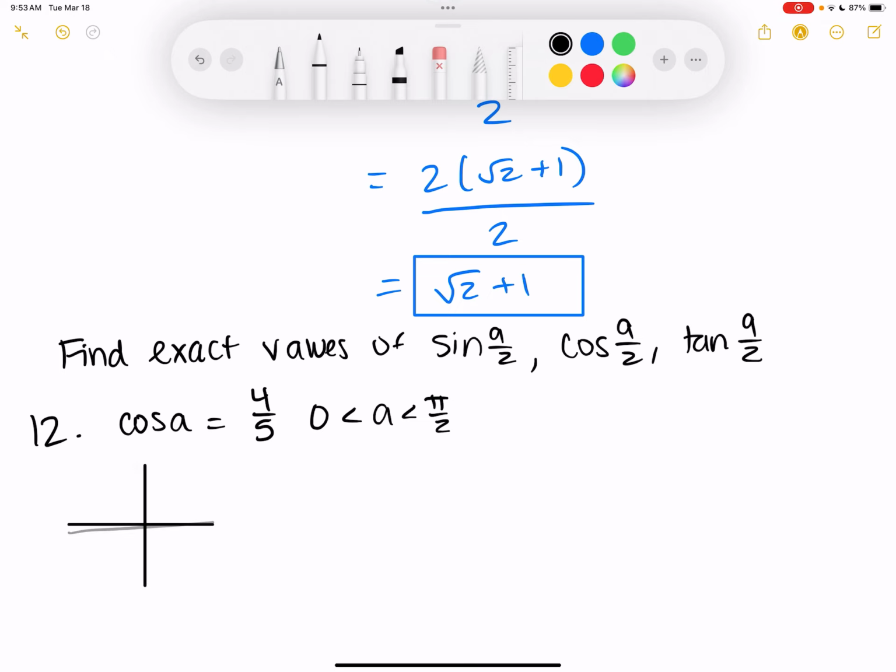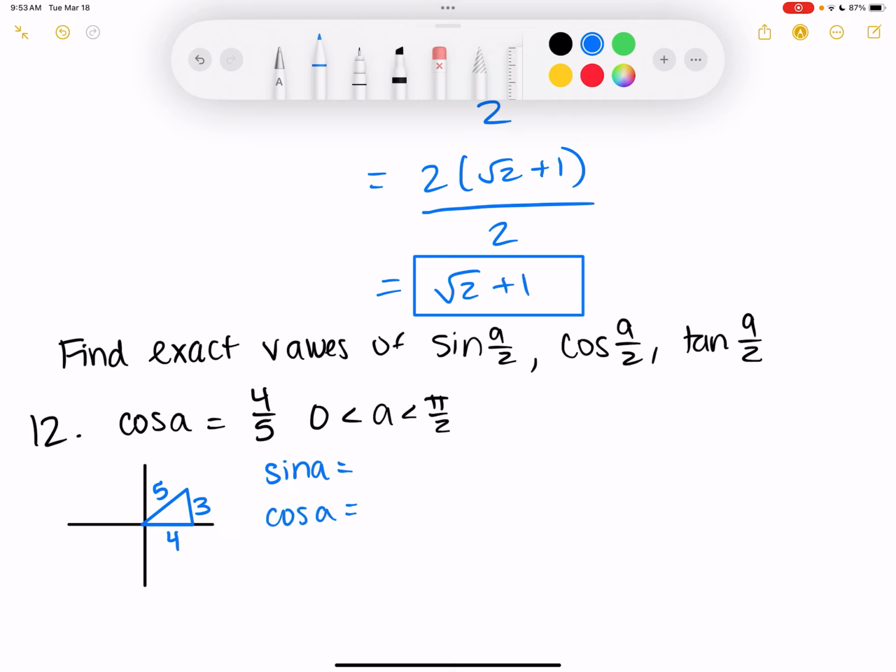Which quadrant is this first? Quadrant 1. It's cosine, so that means that this is 4, this is 5. What is this side then? 3. Adjacent over hypotenuse would be 4. So I want to find all of my trig functions here.